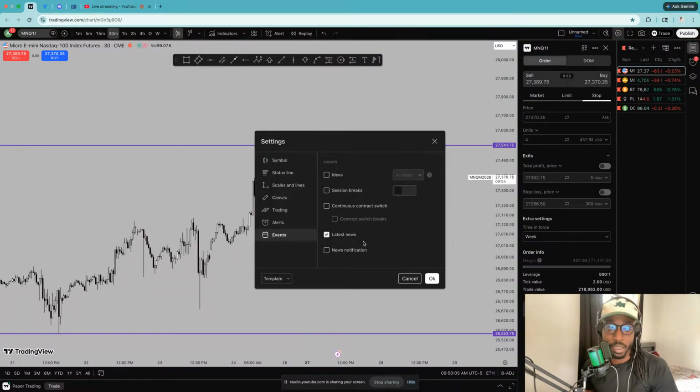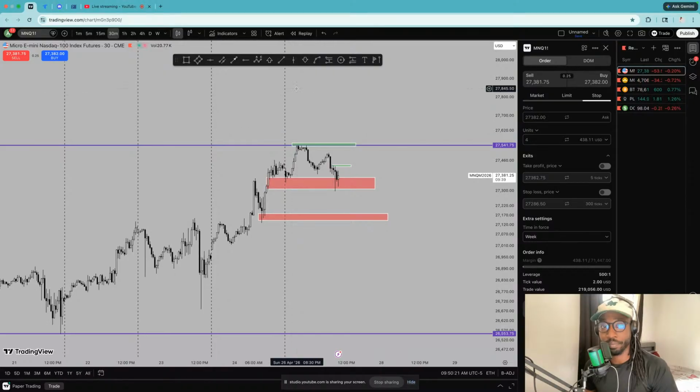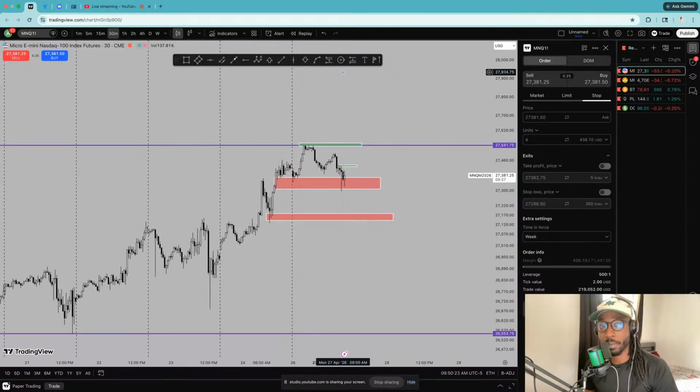go to settings, and we're going to go to session breaks here in events. We're going to turn that on. I have it marked with black lines, right? So this just shows us each session break. This is Asian session from here to here. Right now we're in New York, which starts at this line, right?